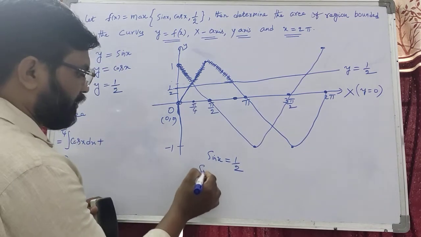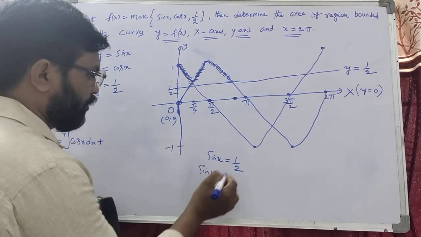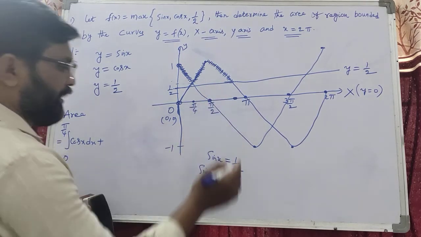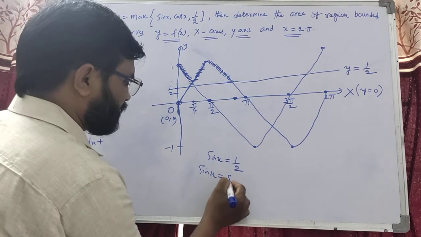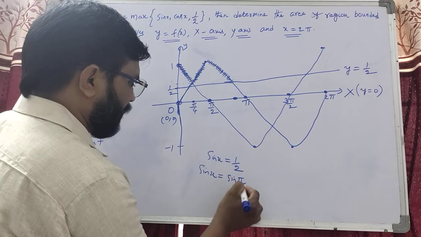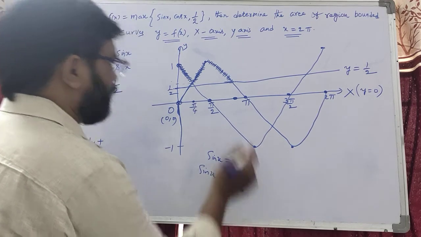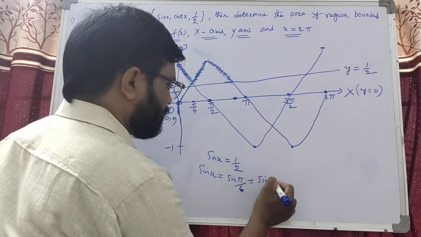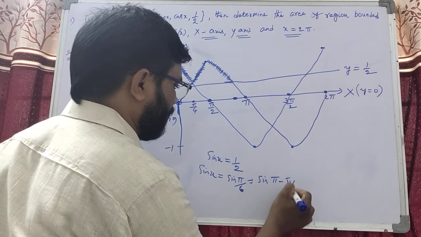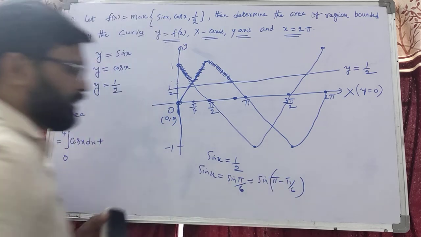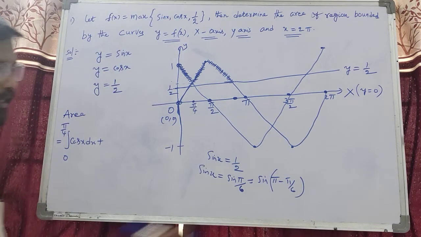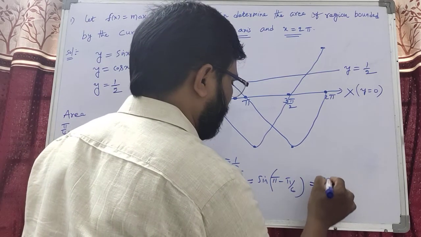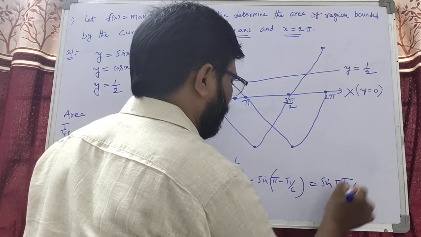Therefore, students, sin x equal to 1 by 2 is the value of sin 30, but it is above 90. We can write it as sin of 30. 30 is pi by 6, but here it is above 90. Therefore, dear students, we can write sin of pi minus theta. The sin of pi minus theta is also sin theta. In the second quadrant, sin is positive. Therefore, we got sin of pi by 6.